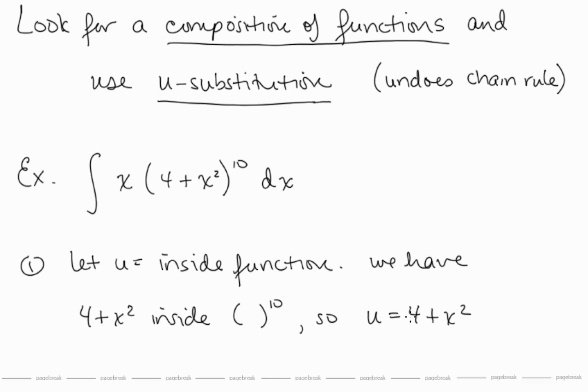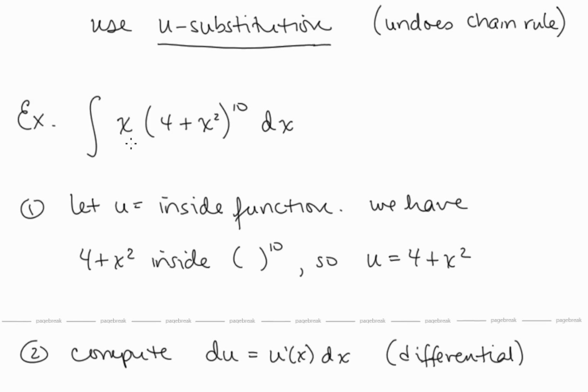So for example, here we have the integral of x times (4 plus x squared) to the 10th power. This is not a basic integral. We certainly don't want to multiply this out 10 times and then multiply in the x. That's not reasonable. So we recognize this as a composition, and we want to use u-substitution. So what does that mean? We want to let u equal the inside function. So here we see 4 plus x squared plugged inside the function that takes to the 10th power. So u is going to be that inside function, 4 plus x squared.